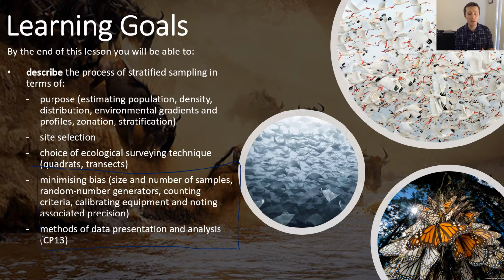So looking at minimizing bias, and they give you a couple of things that they want you to be able to look at. So size and number of samples, random number generators, counting criteria, calibrating equipment, and noting associated precision. So you should, guys, get a table or something down that you're going to write individual information about each of those points there. And the last thing we'll go through is methods of data presentation and analysis.